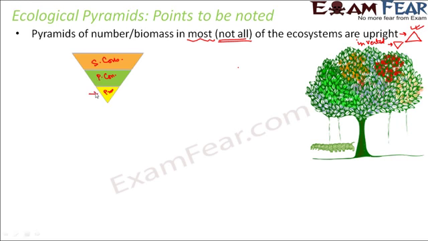The number of producer is just one. There is just one tree. But when you talk about the primary consumers, which are insects, they are more. Now these insects might be eaten up by birds and the number of birds is even more. So here this is the tree. The tree is being eaten up by the insects and the number of insects is quite more than the number of trees. And the insects might be eaten up by birds whose number is even greater than the insects. Therefore here we get an inverted pyramid. Therefore it is not a necessity that every time the pyramid will be upright. Sometimes it can be inverted as well.